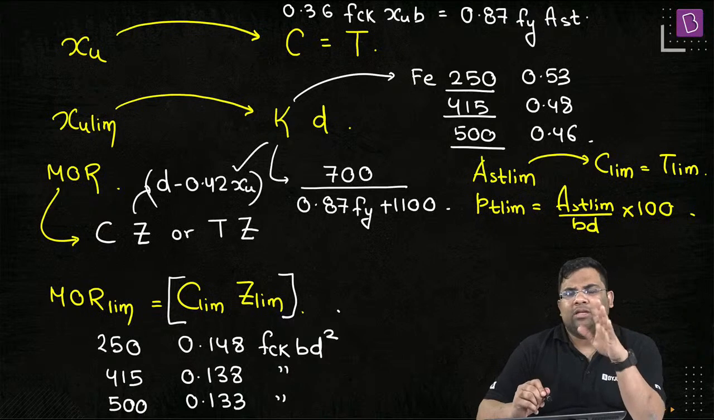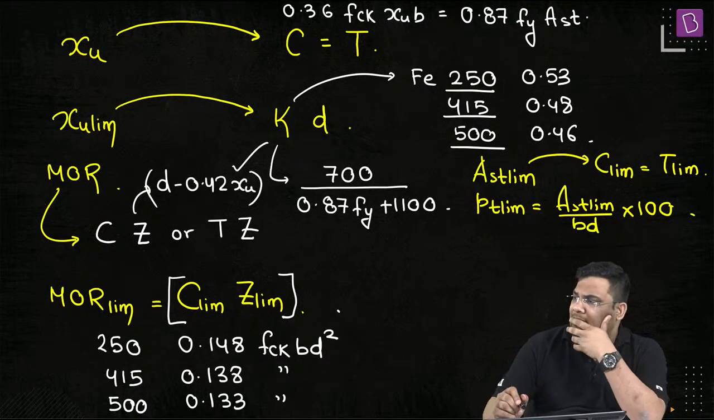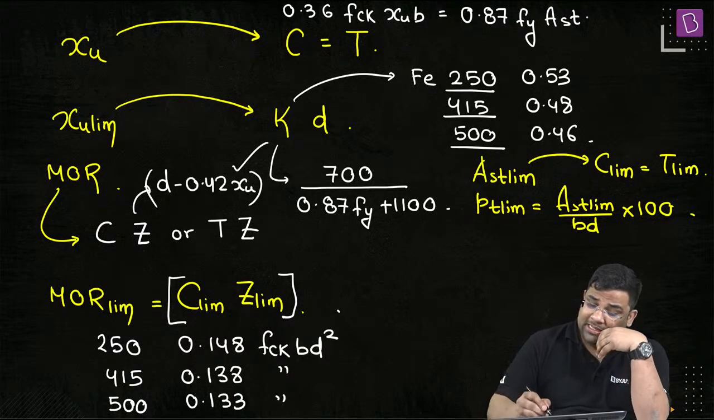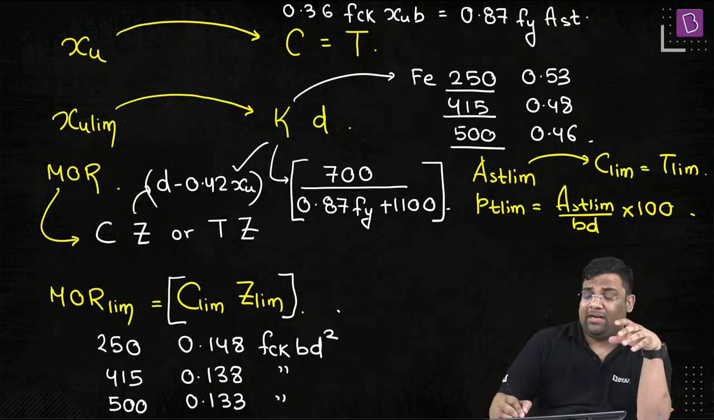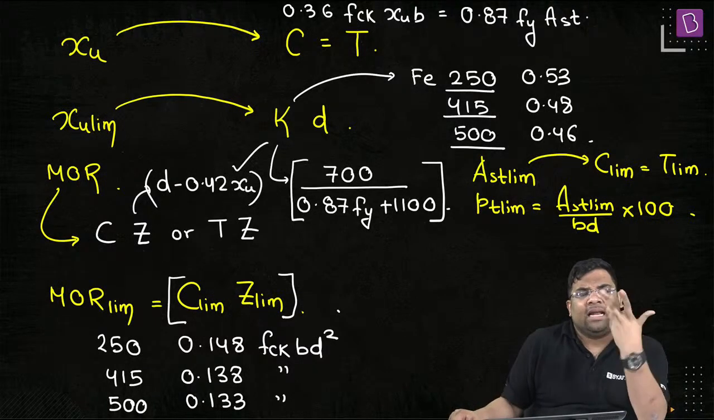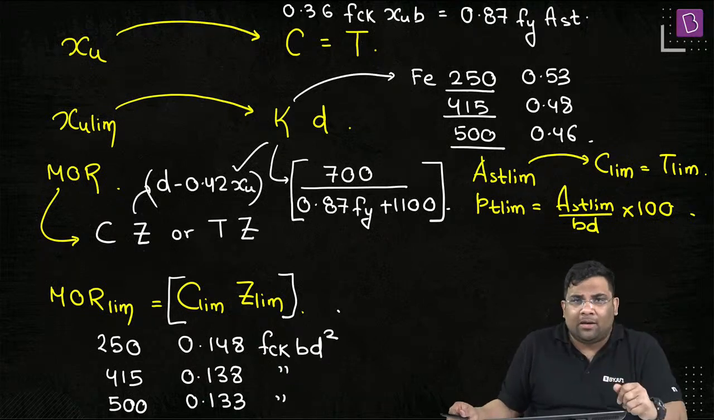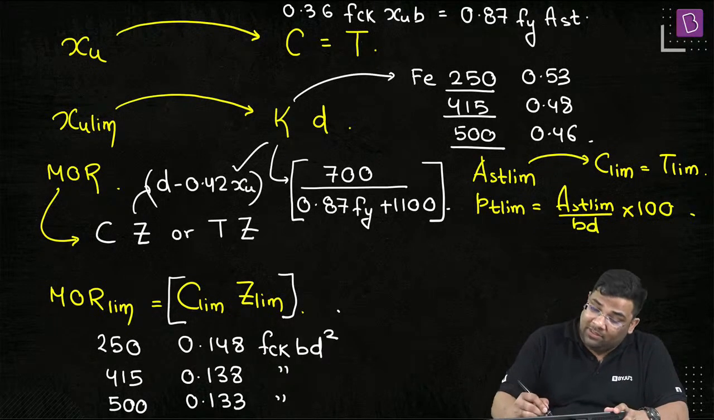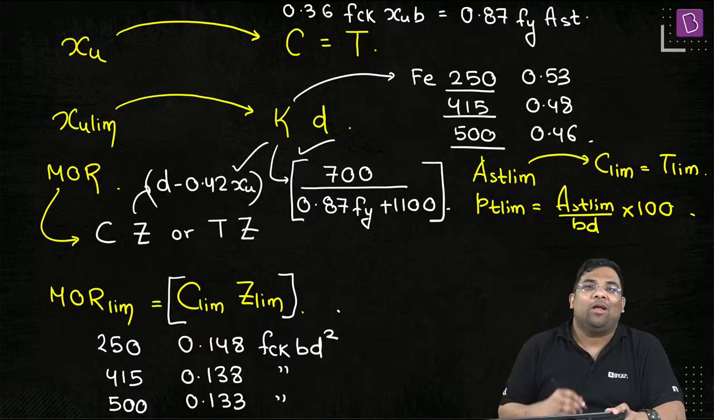But they might ask you some other grade also, right? They might ask, you know, Fe600 or Fe700. Like this they can do. Now, how many grades will you remember? So, for that, what do you do? You remember this formula also, right?